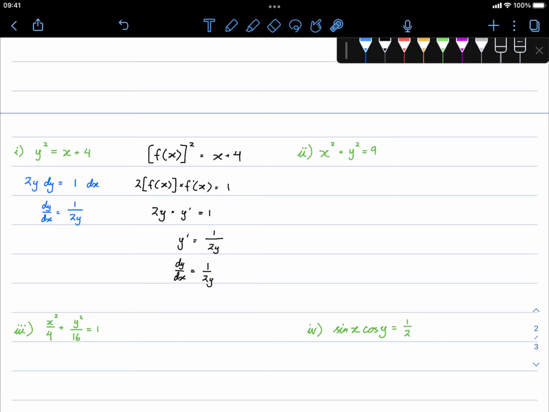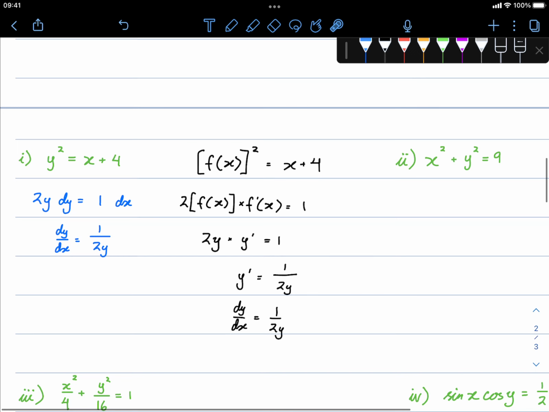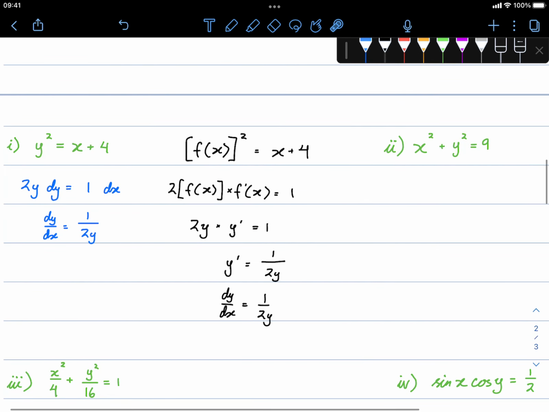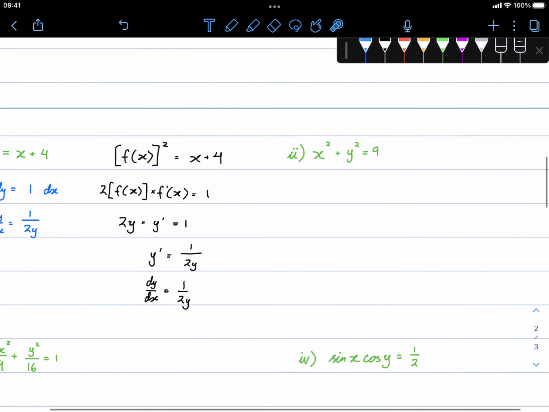Now, you don't have to write it like this to begin with. If you can already imagine this straight away, you can proceed straight away like that. Okay, so let's do the second example. You can pause and try and apply it yourself using both ways.